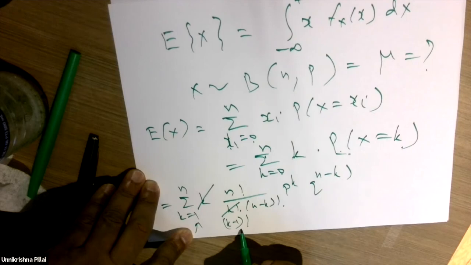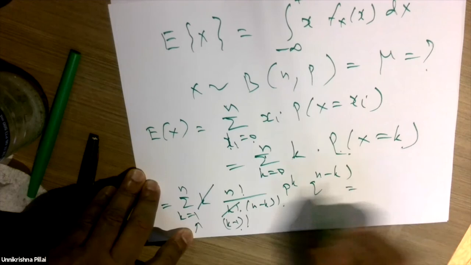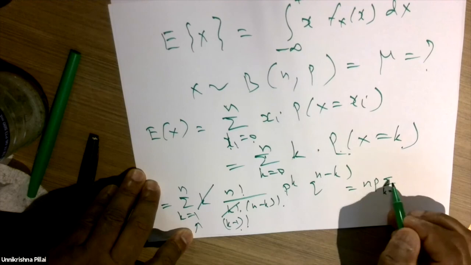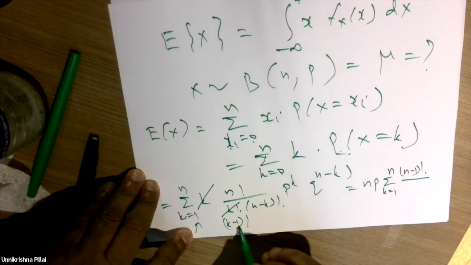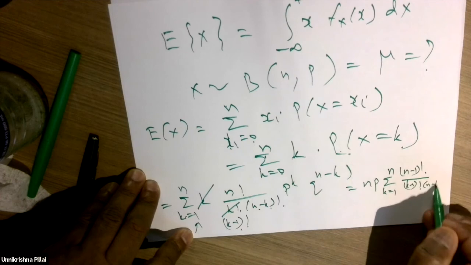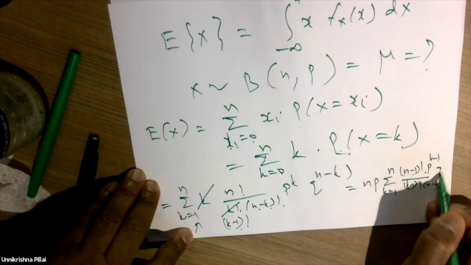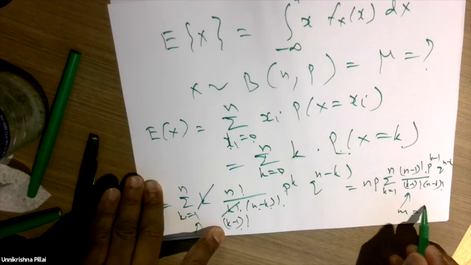But this is a mess. If I pull an n outside, and I pull a p outside, I get the sum for k equal to 1 through n. I pulled an n outside, so this becomes n minus 1 factorial. This is k minus 1 factorial. This is n minus k factorial still. p to the power k minus 1 because I pulled a p outside. q to the power n minus k. Let me put k minus 1 to be m. So I'll rewrite it at the next step.